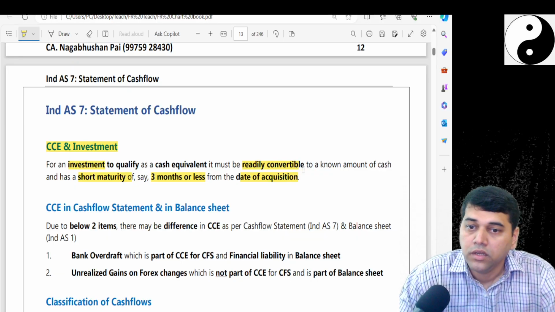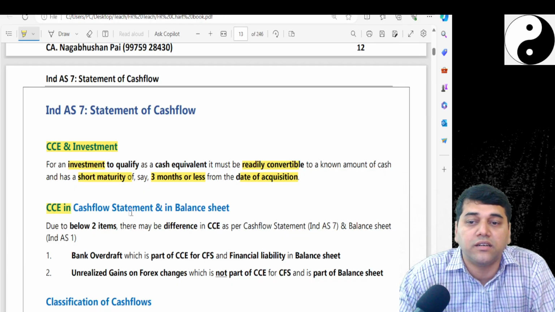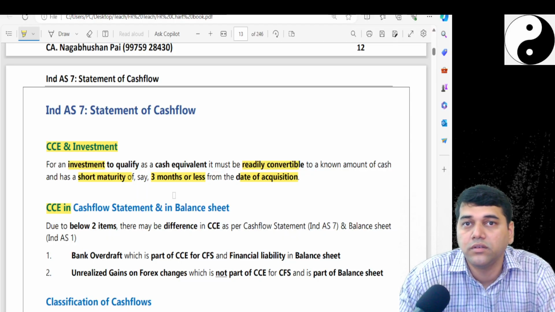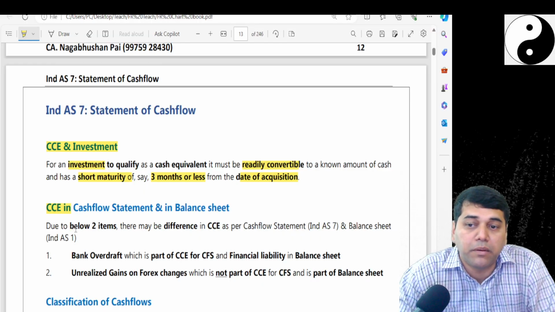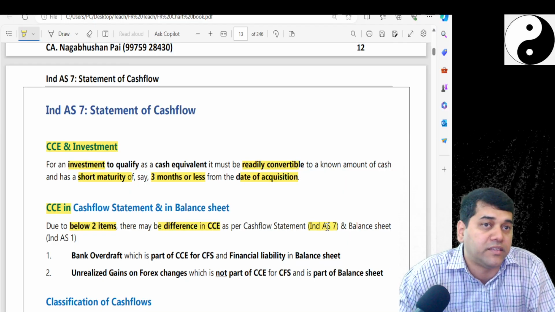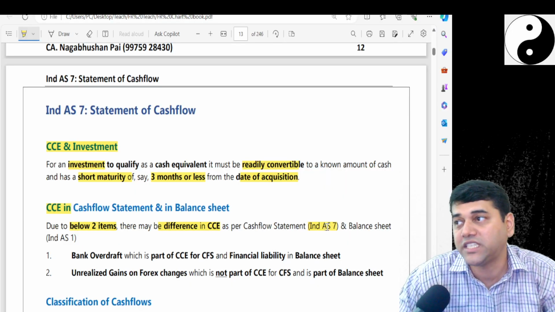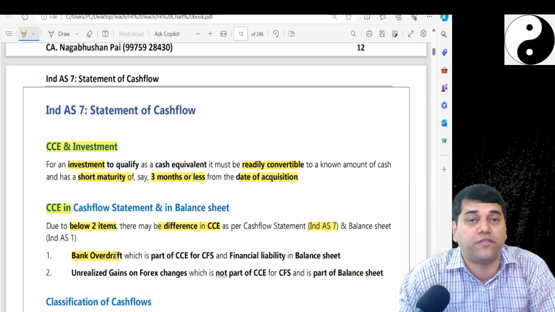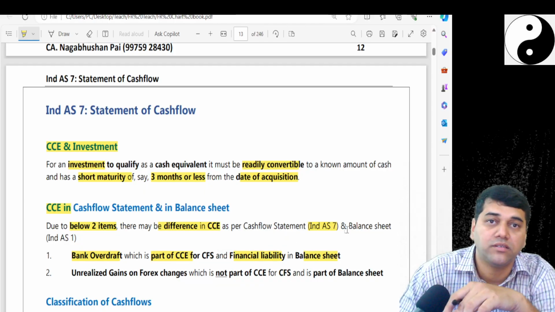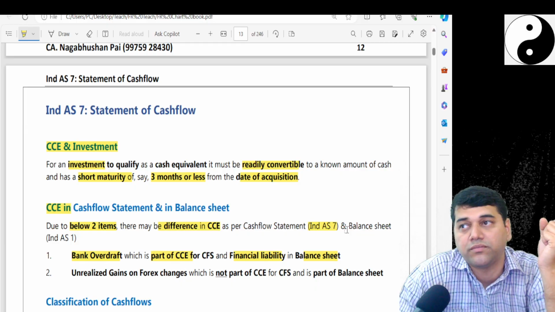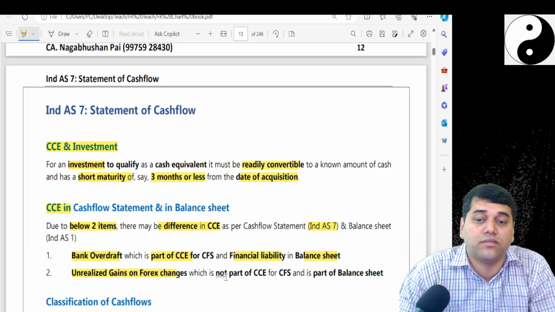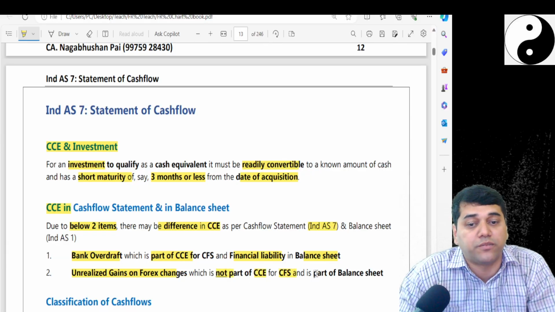Followed, no? Now, is my cash and cash equivalent in the balance sheet and the cash flow statement the same? Should it be the same always? Need not be. There can be some differences, like for example, because of these two items there can be a difference between the closing balance of cash as per Ind AS 7 and what you show in the balance sheet. One, bank overdraft. It is part of CCE, but it is a financial liability as per the balance sheet, so you would have shown it on the liability side. But in CCE, you will net it off and show the net balance. Because of this, a difference may come. Two, unrealized gain or loss on CCE itself, which is not part of CCE for the cash flow statement, but part of the balance sheet.